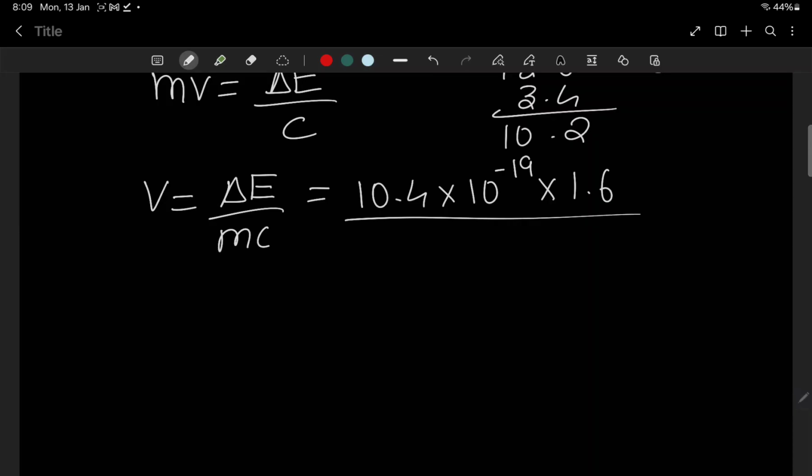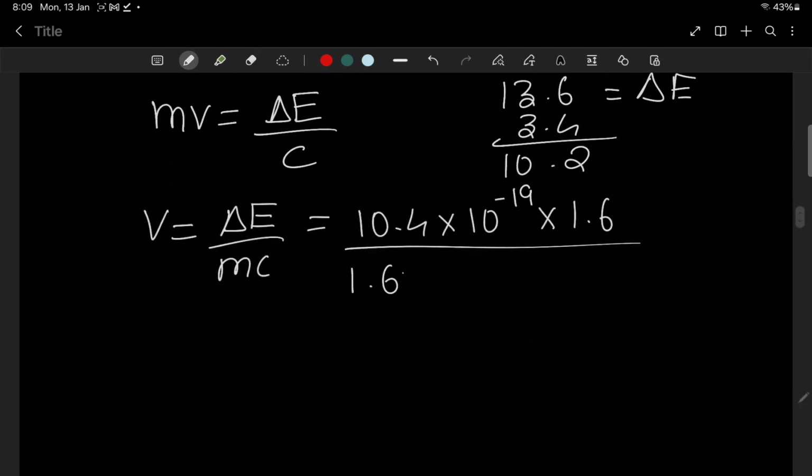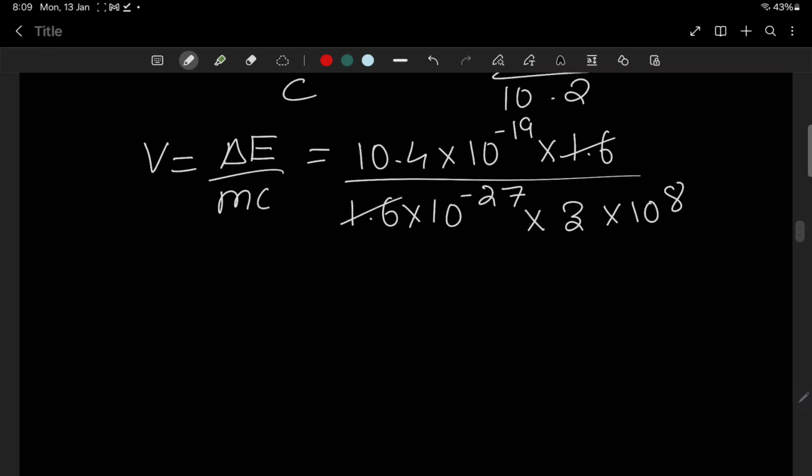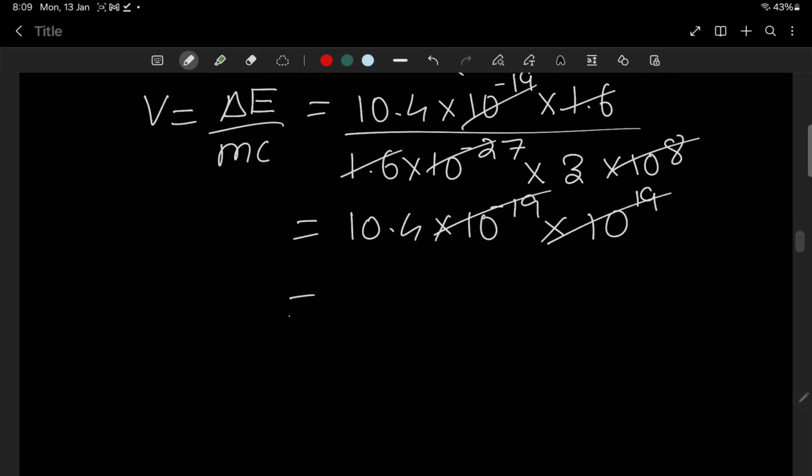Now the mass of hydrogen is already given, that is 1.6 into 10 raised to minus 27 kilogram, into c, that is 3 into 10 raised to 8. Now calculate it. 1.6 goes off. The powers 10 raised to minus 19 and 10 raised to minus 27 combined with 10 raised to 8 will be cancelling. So now we have just 10.2 divided by 3.